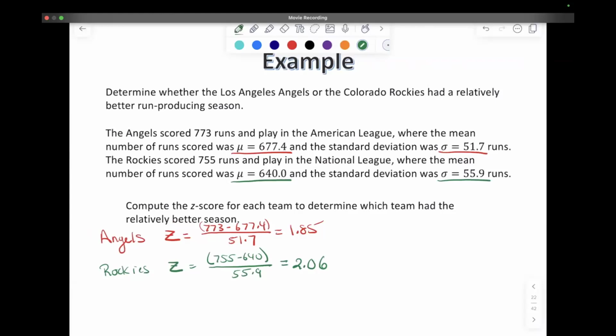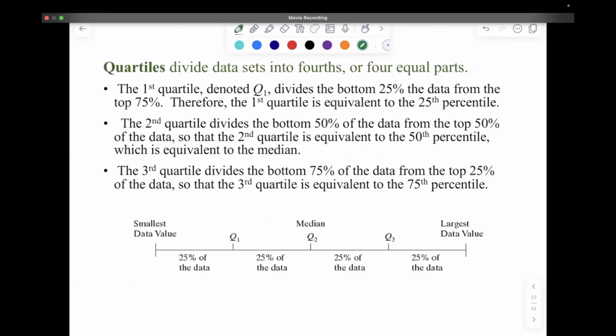Questions? That's z-scores for you. All right, I believe, well, nope, we're not in 3.5 yet.